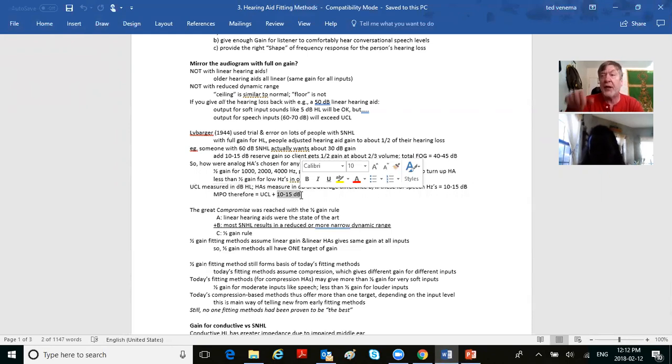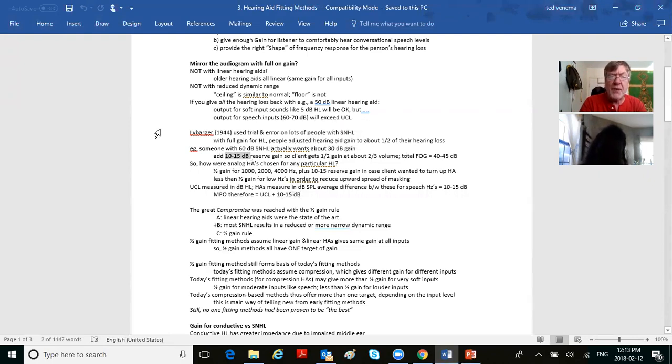Because hearing aids are read in SPL, people are tested in HL. And to change HL into SPL, we add about 10 to 15 dB. And we do that to set what the maximum power output of the hearing aid is going to be. And now you've chosen the gain, half gain and a little bit less than half gain for the low frequencies. And you want the guy to have a little bit of reserve gain, 10 to 15.